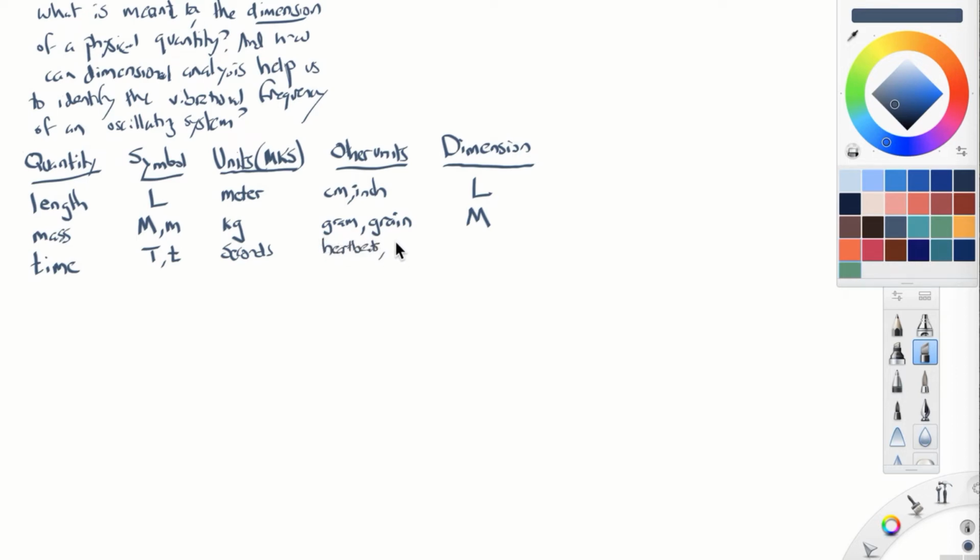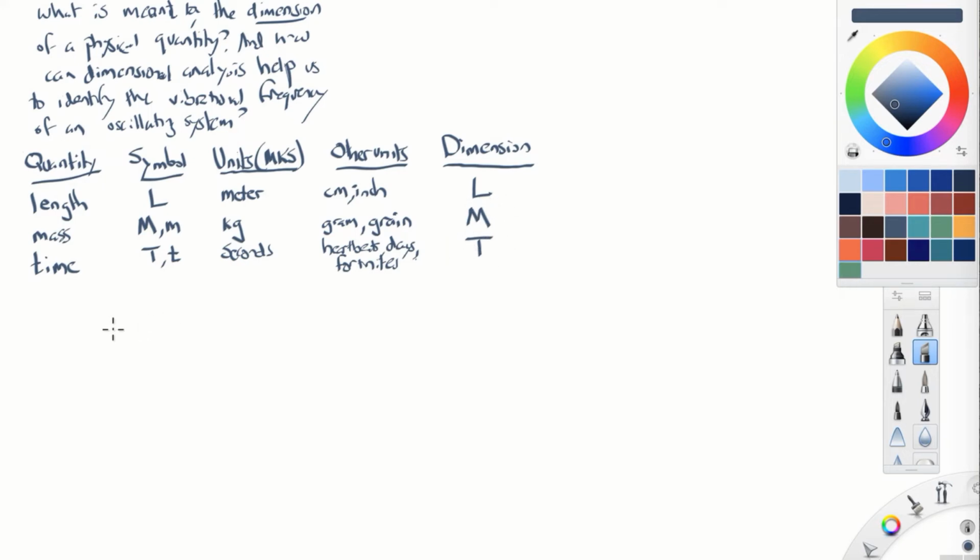You could use days. You could use fortnights. You could use all kinds of different things. How many fortnights are there? Okay. And this has the dimension of time. Okay, time has a different dimension than mass, has a different dimension than length.